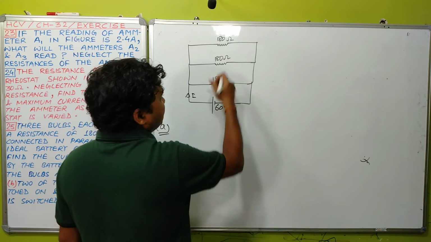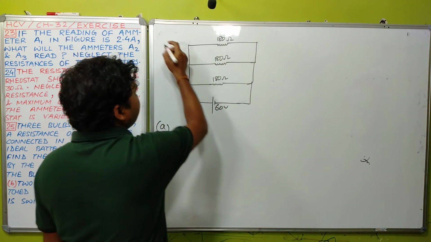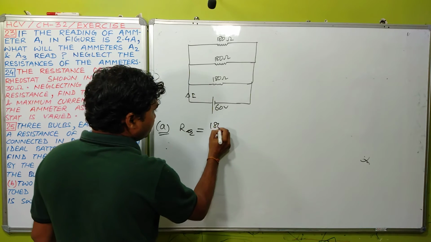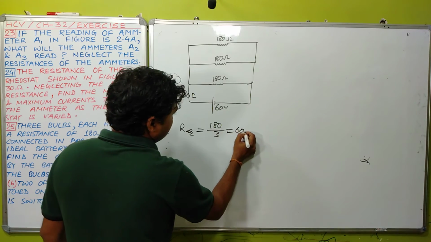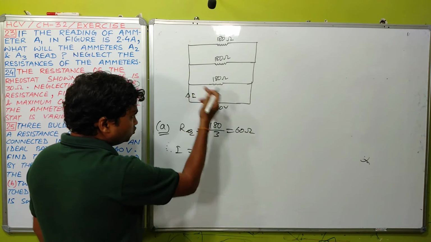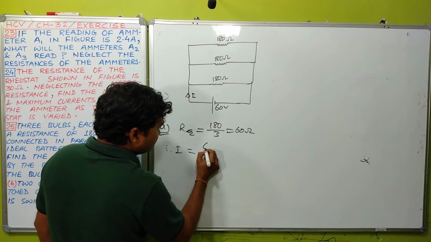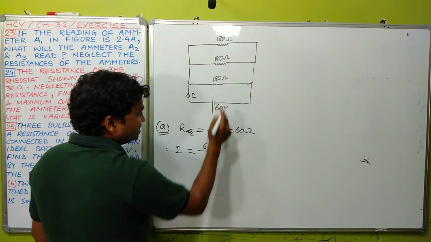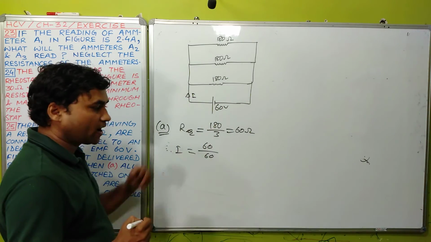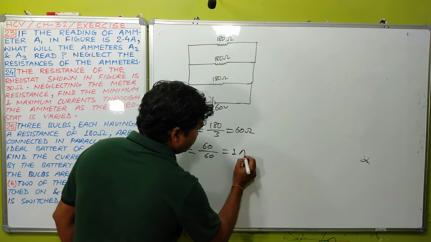Okay student, in this case, since these 3 resistors each having the same value 180 ohm are connected in parallel, the equivalent resistance REQ becomes 180 by 3, this is 60 ohm. So the current I flowing through the circuit will be effective EMF 60 divided by effective resistance 60. Clear? According to Ohm's law, V equals IR. This becomes 1 ampere, which is your answer.